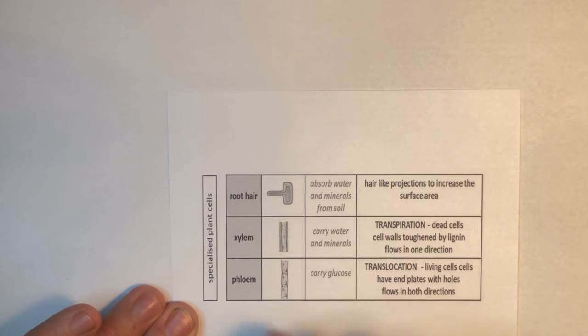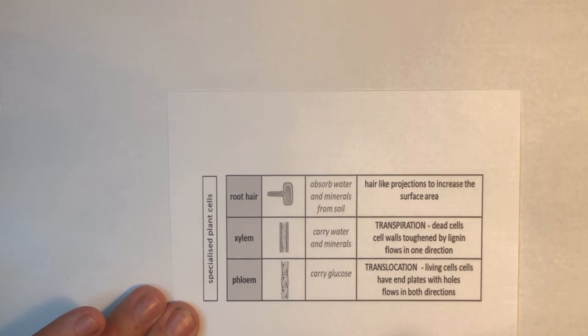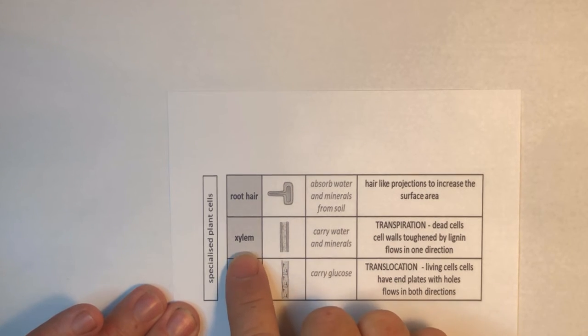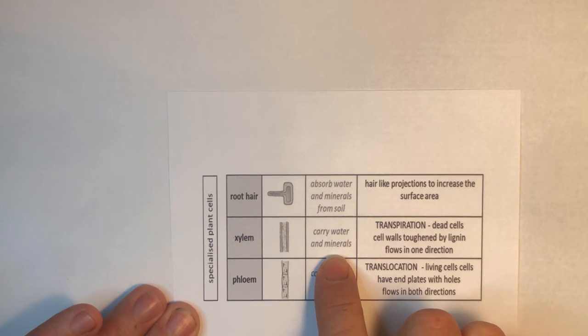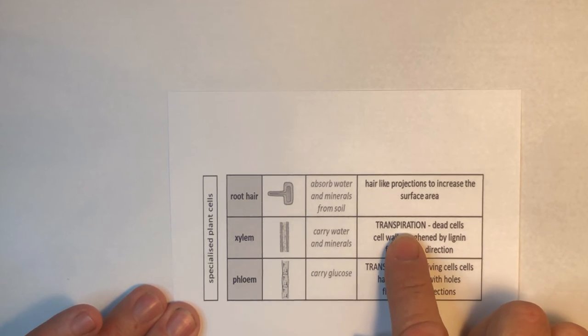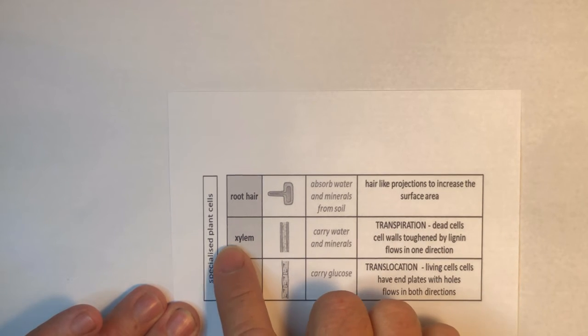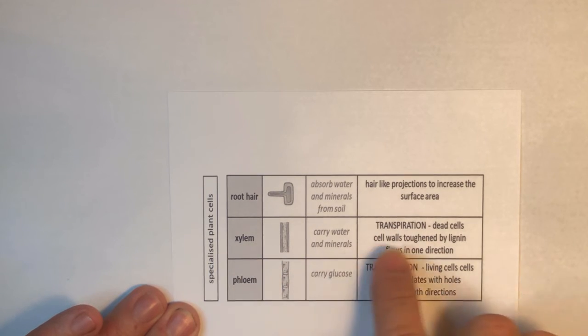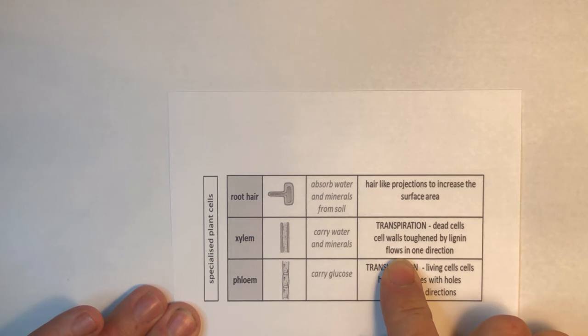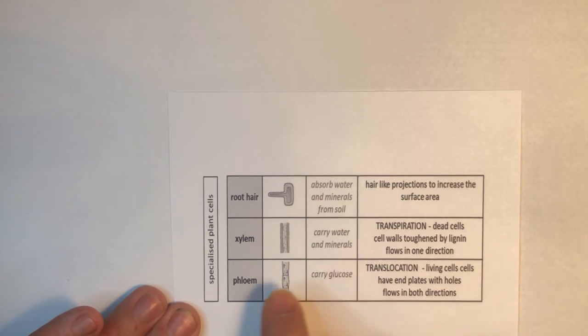The xylem and the phloem are two that I think sort of confuse a little bit. The xylem, right, what that does, it carries water and minerals. So basically it takes water and minerals in the roots and it goes up the plant and then it goes out of the leaves. That is called transpiration. So maybe xylem could be exit, exit, xylem. Dead cells and cell walls are toughened by lignin and flow in one direction. So the xylem only goes up.